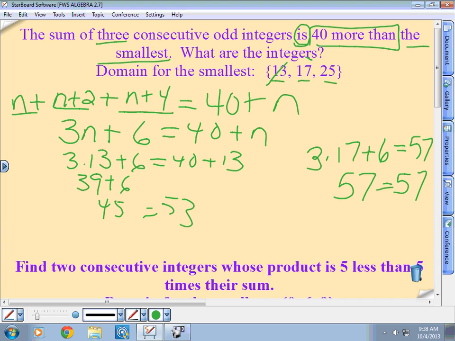Look who's right. Look at that. So it wants to know what are the integers. So what are the three integers? We know the smallest one is 17. What's the next one? 19, right? And 21. So the three integers are 17, 19, and 21. We know n is 17, n plus 2 is 19, n plus 4 is 21.